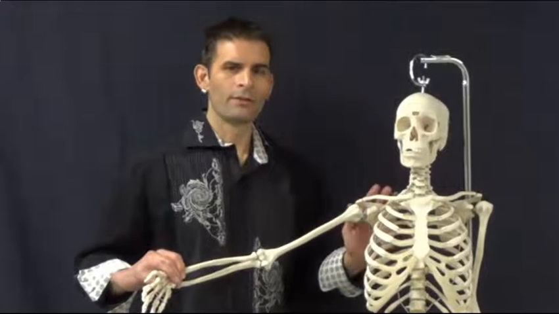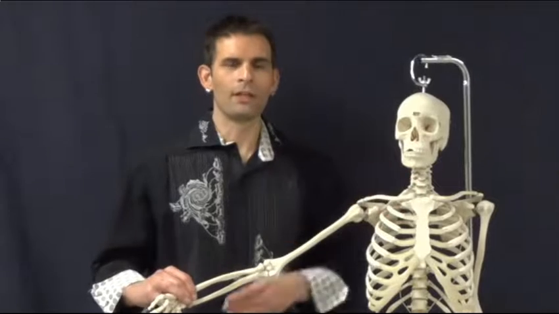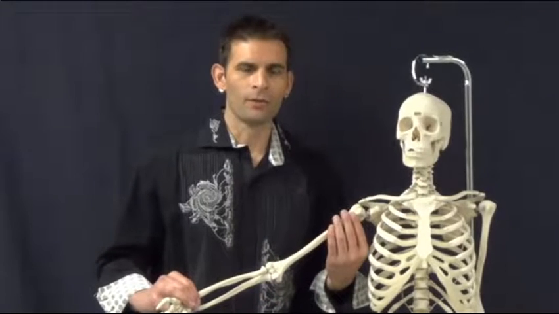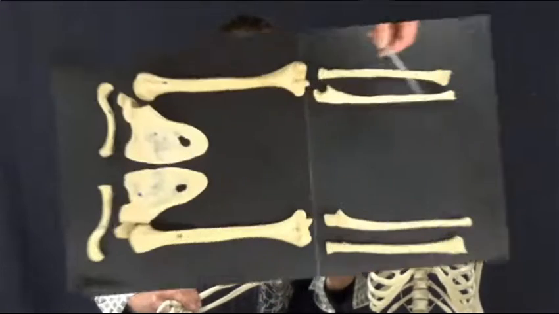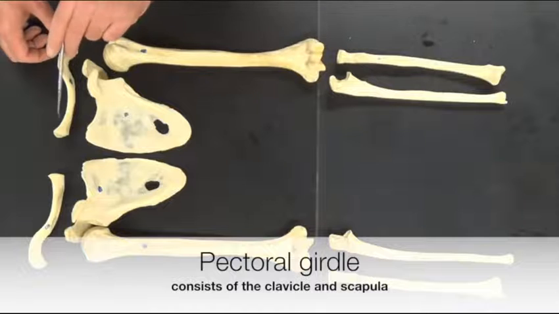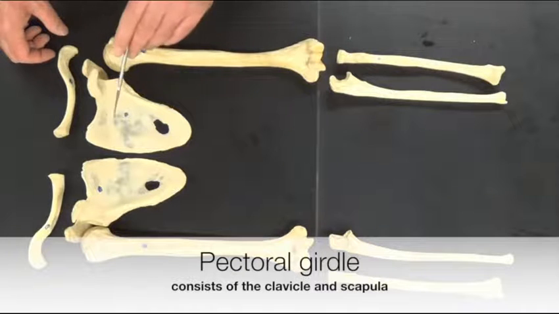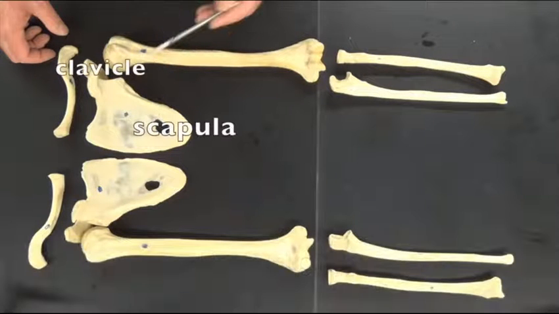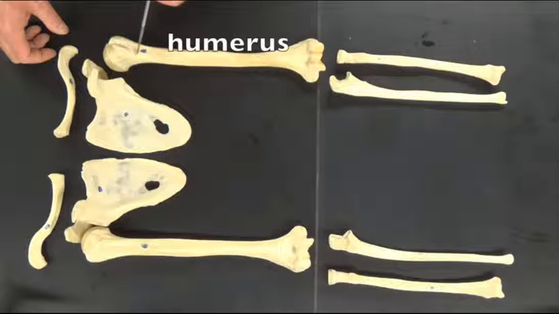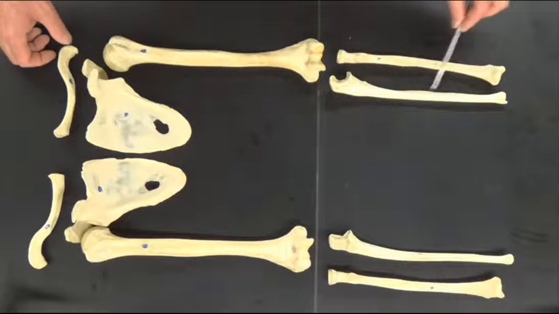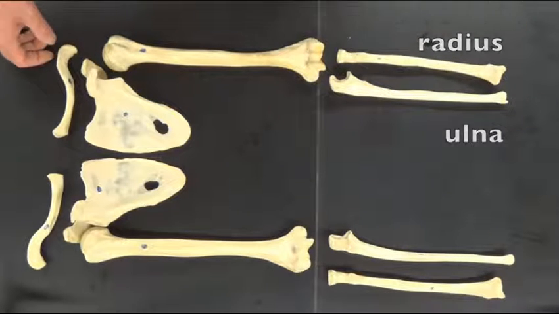Here they are represented in a fully articulated skeleton. They include the scapula, the humerus, the clavicle, as well as the radius and the ulna. And now let's take a closer look at each bone. We have the pectoral girdle, which consists of the clavicle and the scapula. We have the humerus, and then we have the ulna and the radius.